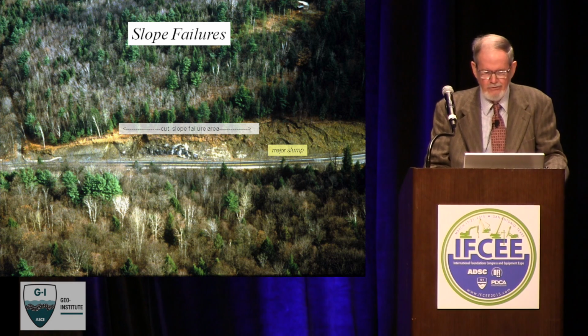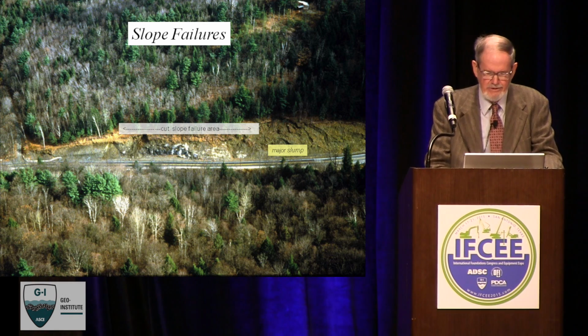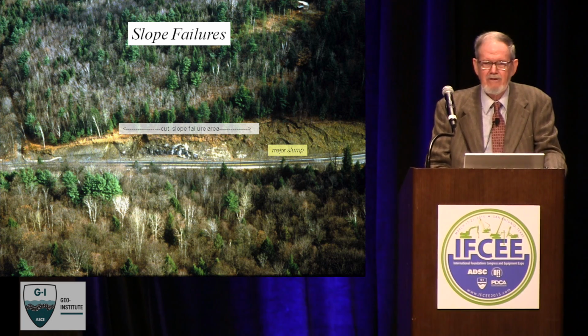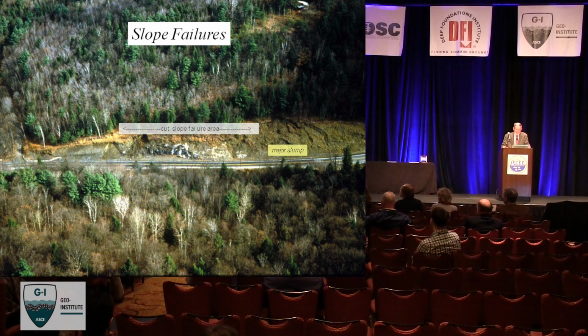The cut that was used was fairly steep, 1.5 to 1. Bedrock was exposed in parts of the cut. Other parts were composed entirely of residual soil, and the latter is where a major slump occurred, as you can see in the right-hand middle part of the picture. There was only residual soil exposed there, no bedrock. And this is where a major slump occurred.